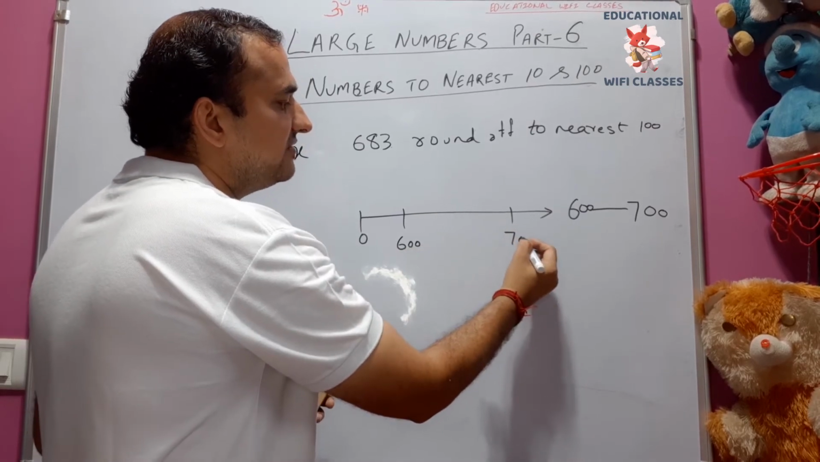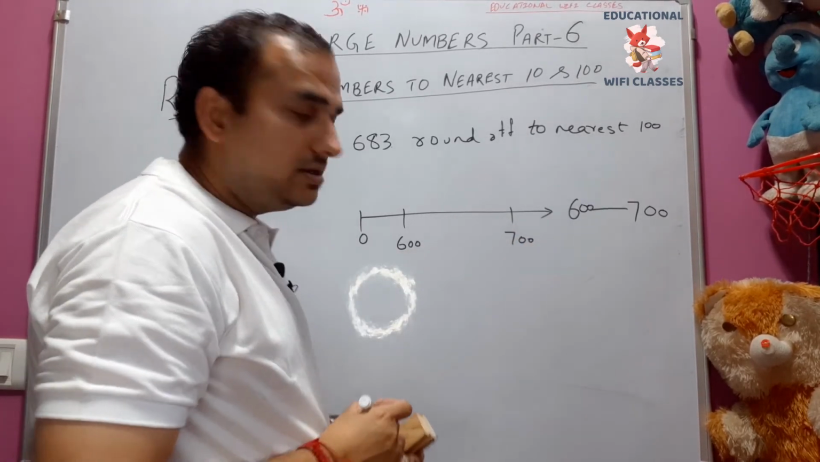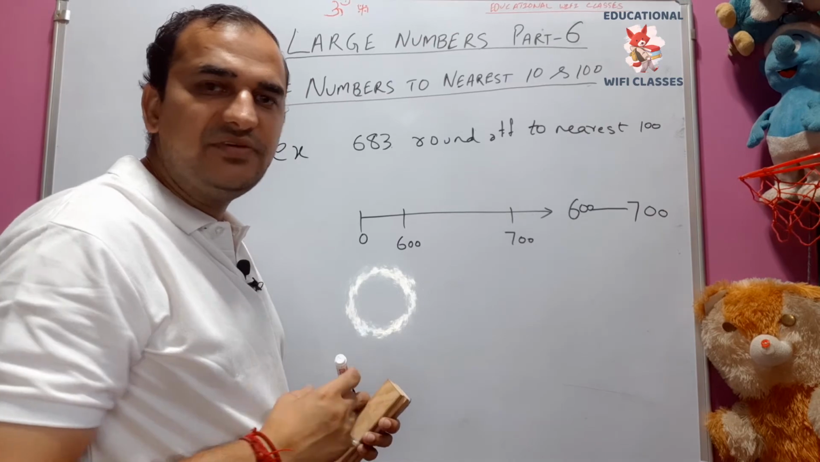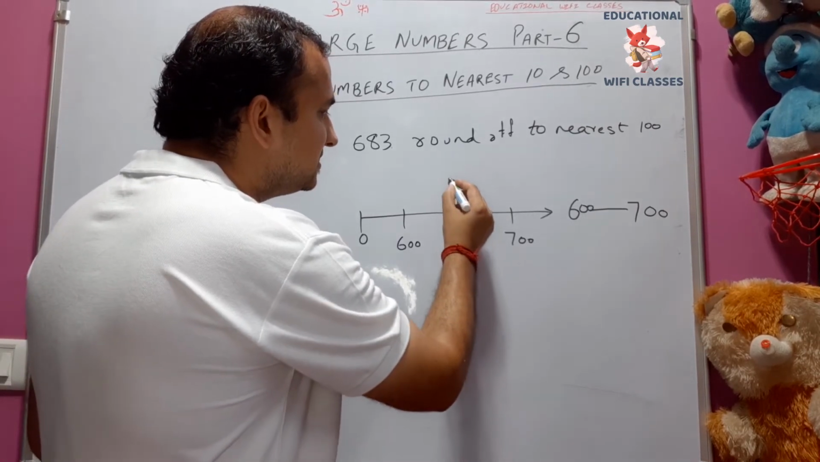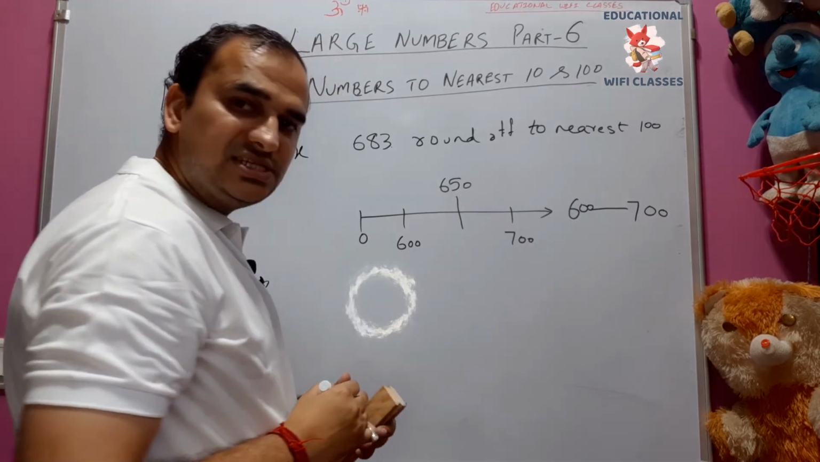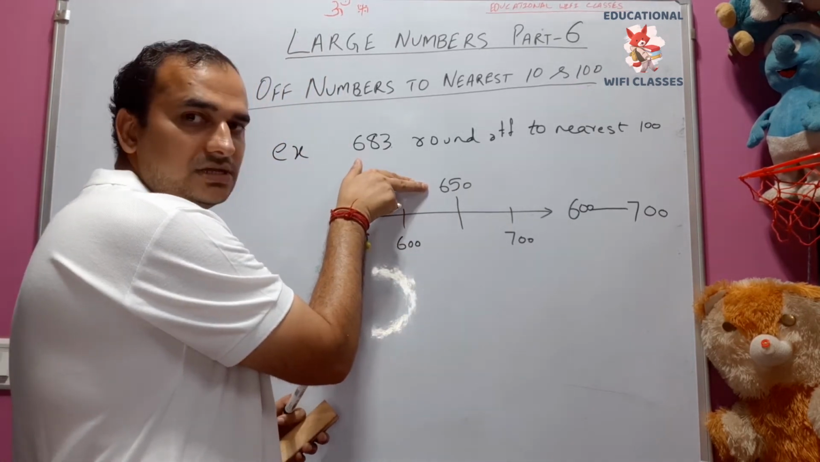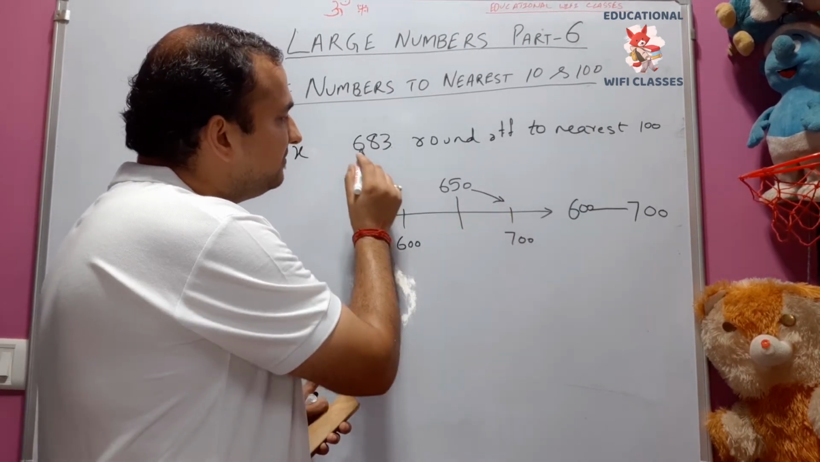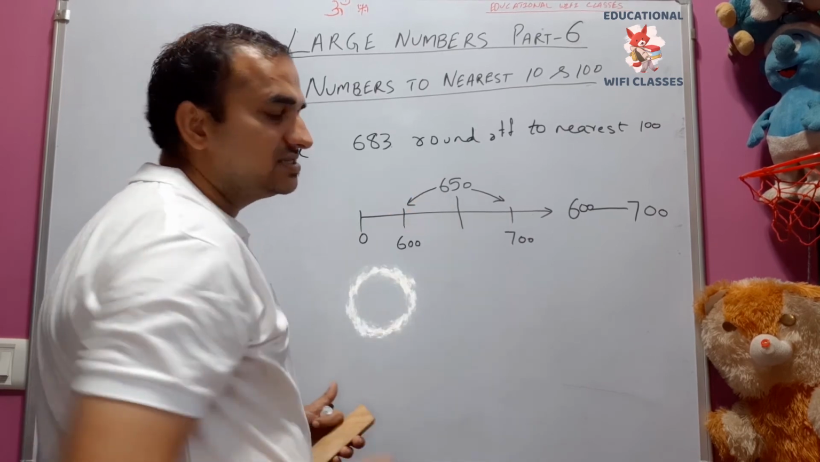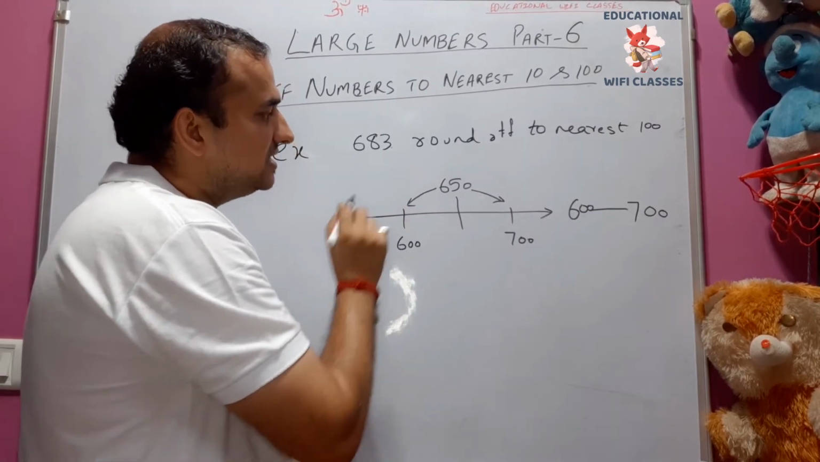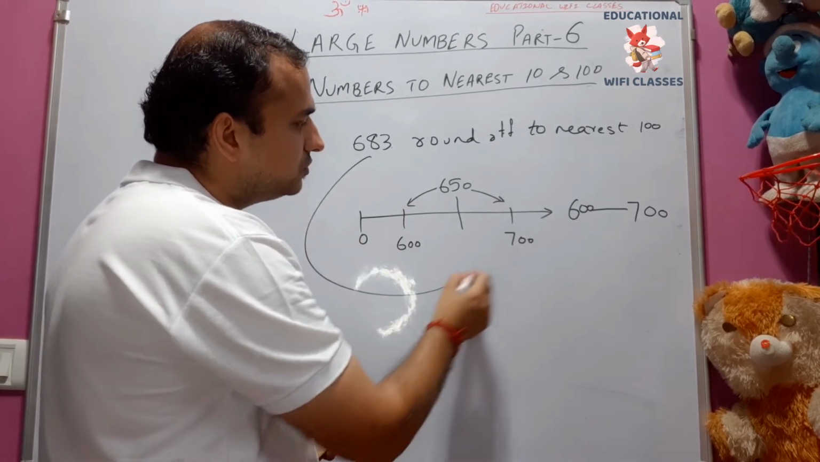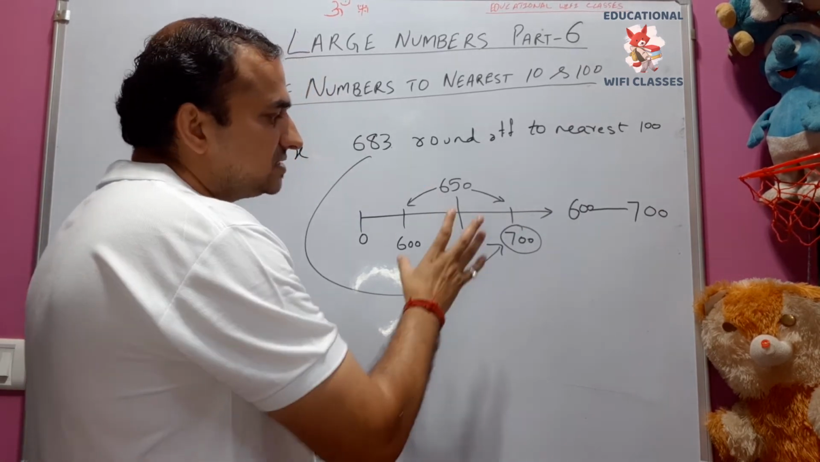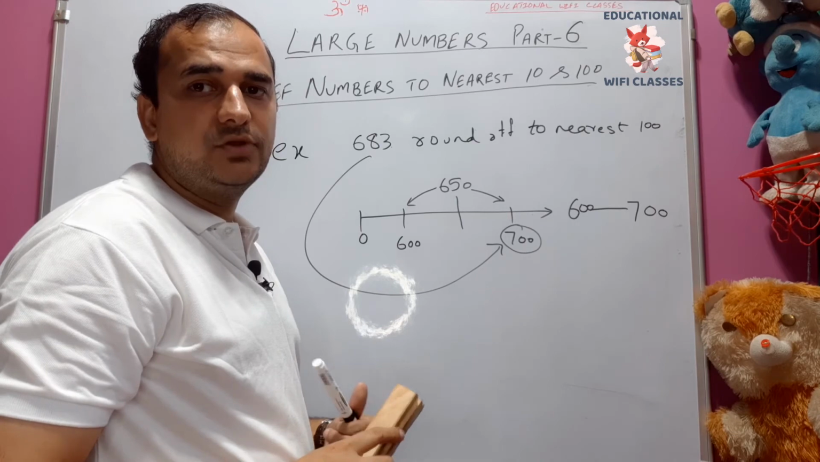Okay, so now I need to make 2 lines here, 600 and 700, and we need to remember between this 600 to 700 we have difference of 100 points, so half of the 100 points is 50 points, so half of this one will be 650. So we will just compare 650 with 683. If our question is bigger than 650, it will go to the next house, and if our question is smaller than 650, it will come to the previous house. So in this case 683 is greater than 650, so it will go to 700, and we will round it off to 700.